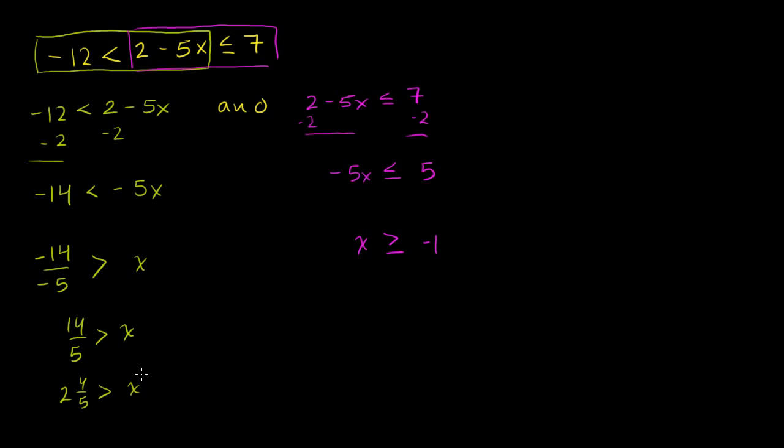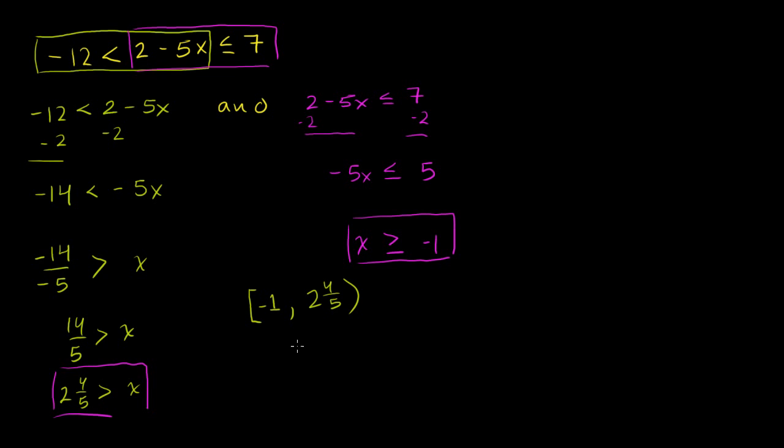So we have our two constraints. X has to be less than 2 and 4/5, and it has to be greater than or equal to negative 1. So we could write it like this. X has to be greater than or equal to negative 1. So that would be the lower bound on our interval. And x has to be less than 2 and 4/5. And notice, not less than or equal to. That's why I wanted to show you. You have the parentheses there, because it can't be equal to 2 and 4/5. X has to be less than 2 and 4/5.